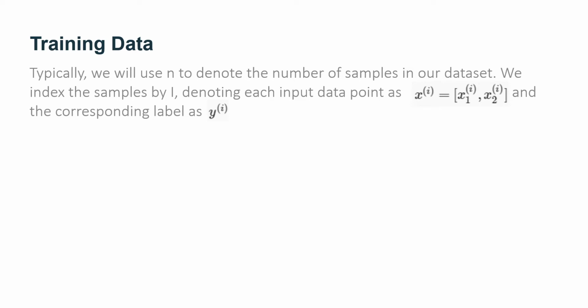Typically, we will use n to denote the number of samples in our dataset. We will index the samples by i, denoting each input data point as x^(i) = [x_1^(i), x_2^(i)] and the corresponding label as y^(i).